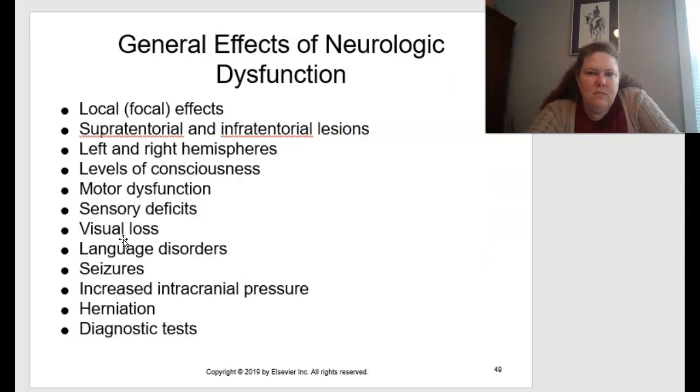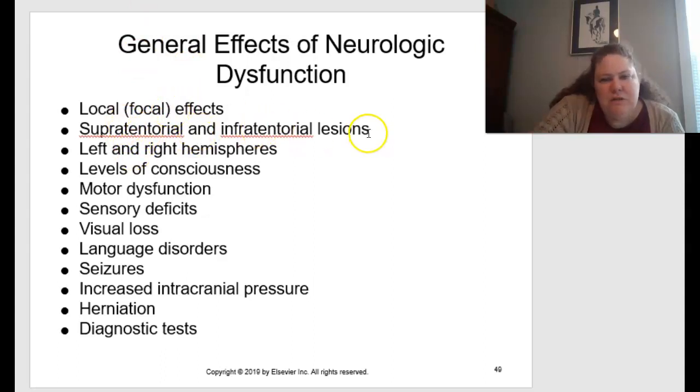So what about general effects of neurologic dysfunction? Well, we have our local or focalized effects, local, focal, same thing. We have your tentorial and infratentorial lesions. You have your left and your right hemispheres. You have your effect on loss of consciousness. You have motor dysfunction that can arise. You have sensory deficits, visual loss, language disorders, seizures, increased ICP, herniation, and diagnostic tests. So there are lots of different effects that neurologic dysfunction can cause.